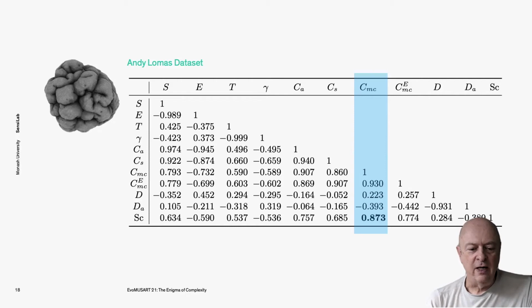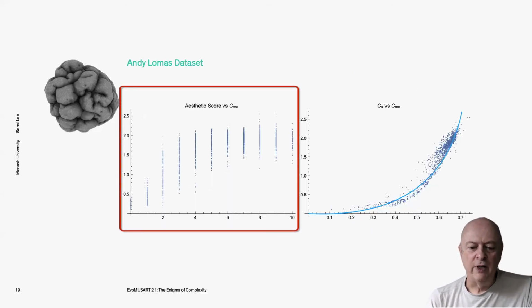You can see here that for the Lomas data set, the Machado-Cardoso measure gives the best result, a correlation of 0.873, which is a pretty strong correlation. Plotting the relationship between this complexity measure and the score shows a fairly linear relationship, but there are, of course, some outliers and variation, as this is only a linear correlated measure.